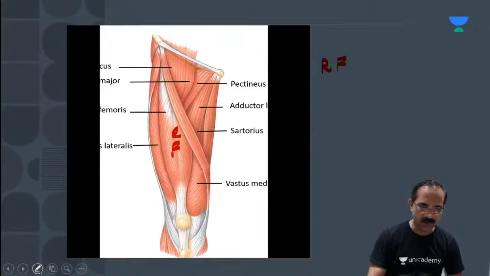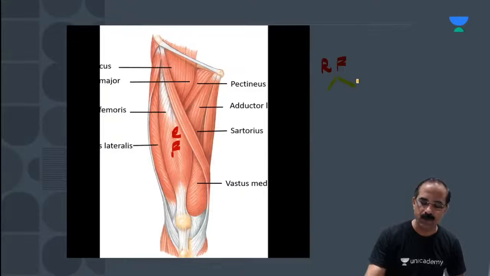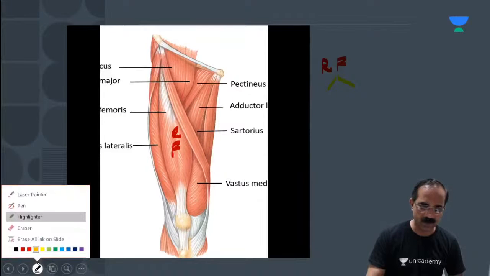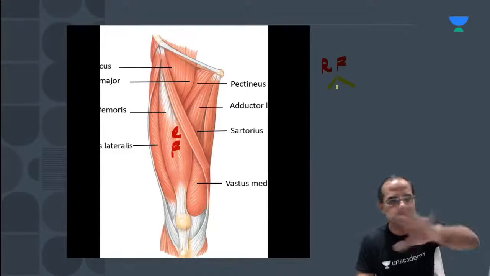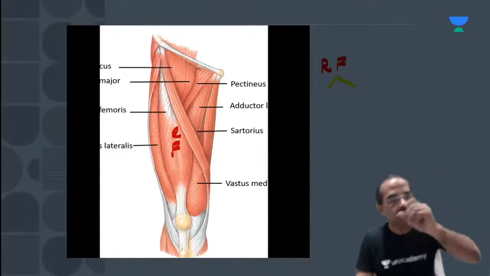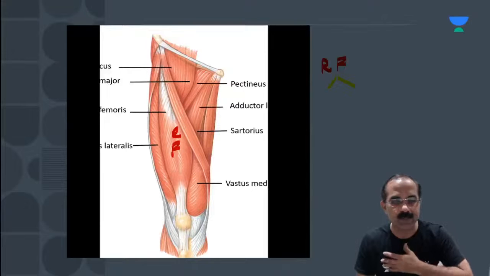Now this rectus femoris has got two heads. One, no, this is not seen. Rectus femoris has two heads. One is the straight head and the other one is the reflected head. This is not seen, I'll put this white screen for you. So rectus femoris has got two heads: the straight head and the reflected head.